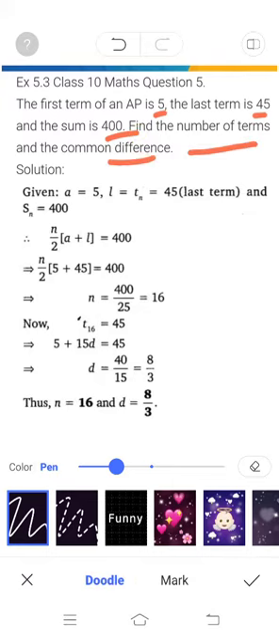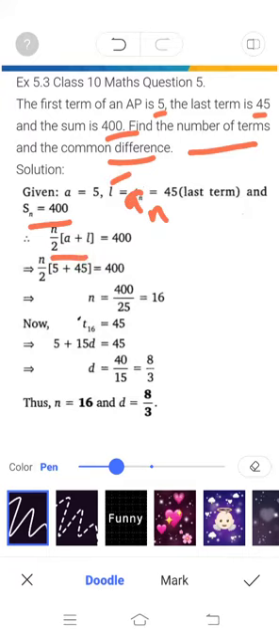So according to the question, An or Tn, both are the same. So An and L, Tn all are the same. Here Sn is given as 400. Since we know the value of L, we can apply this formula: n by 2 into (a plus l) is equal to 400.